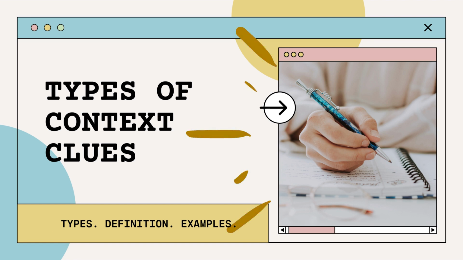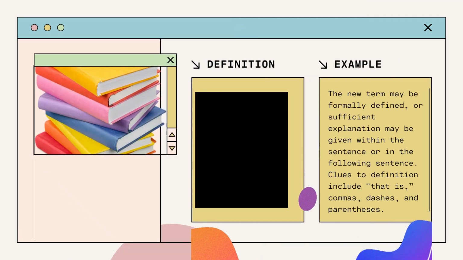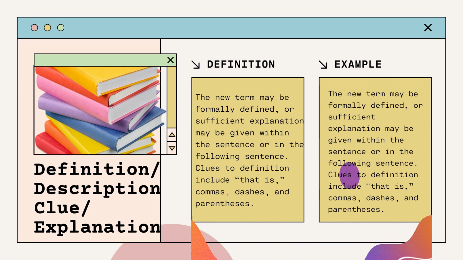There are different types, their definition, and examples. Let's begin with the first one, definition or description clue or explanation. We have there the definition. We have there the example too. The new term may be formally defined or sufficient explanation may be given within the sentence or in the following sentence. Clues to definition include, that is, commas, dashes, and parentheses.